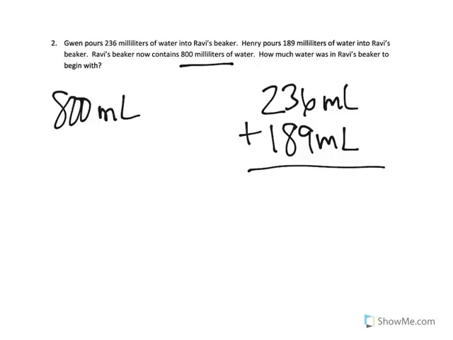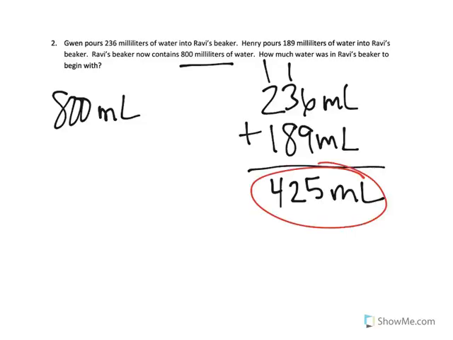So 6 plus 9 is 15. So we'll put that 5 down and carry that group of 10s. And then 1 plus 3 plus 8, that equals a total of 12. So we'll put that 2 down. And then put that 1 up top to carry those 10s. And then 1 plus 2 is 3, plus 1 more is 4. So that means together, Henry and Gwen had put 425 milliliters of water into Ravi's beaker in order to get that 800 milliliters.